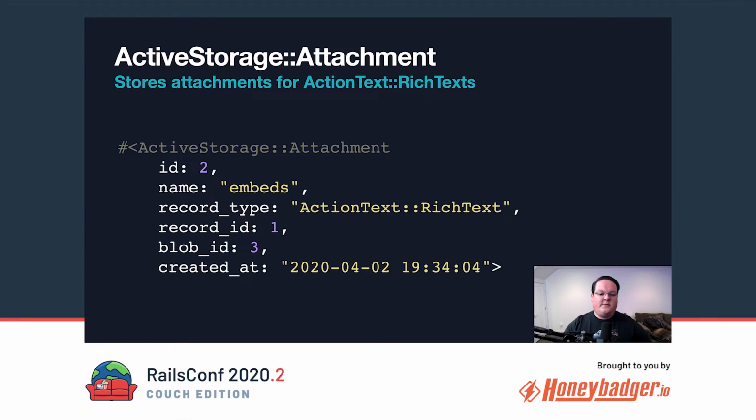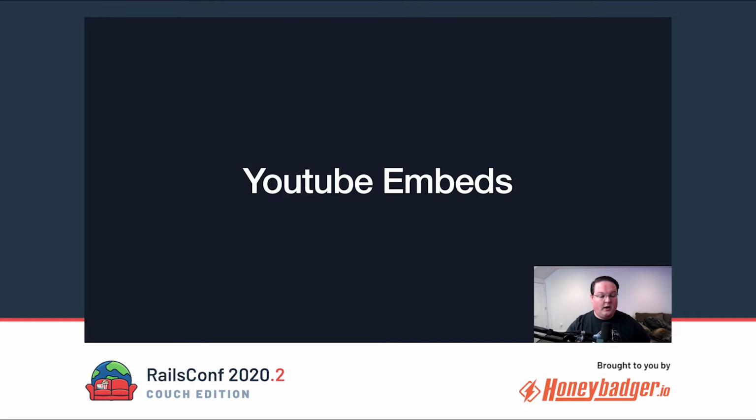So ActiveStorage attachments are used for ActionText RichText. You can see these in your database. This is going to reference the embeds and so on. So that's another thing you should be aware of that is helping to power ActionText to make all of this work. So let's dive into an example.